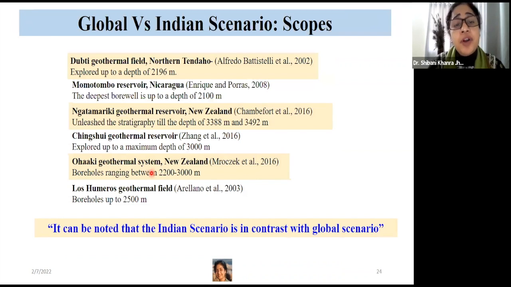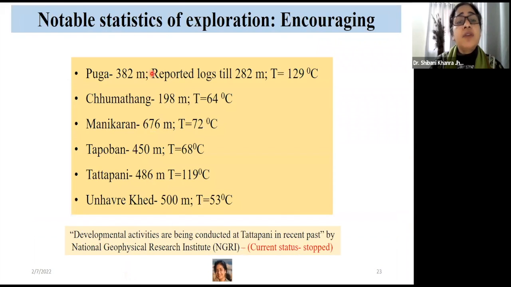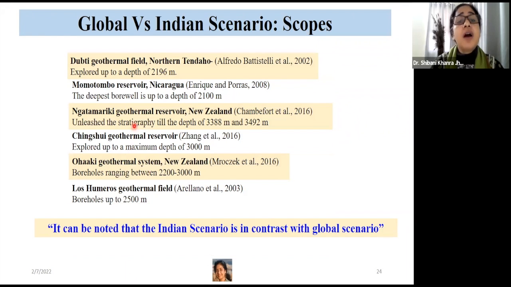Now, it is important to understand the scenario of Indian geothermal scope versus global. In the Indian context, you have already seen that it has been explored, but at a shallow depth. However, in the global scenario, some examples of geothermal fields are referred to here, like the Dupti geothermal field. You can see the exploration is quite deep, more than 2,000 meters.